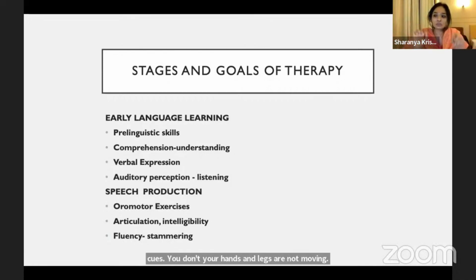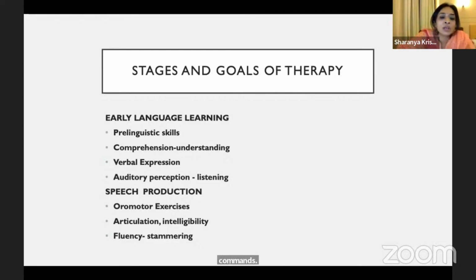You need to sharpen their listening skills, so listening to a series of commands and executing them. Execution part, they don't have the problem. They have a problem in listening to extended auditory commands. So that is something that we would have to work on.